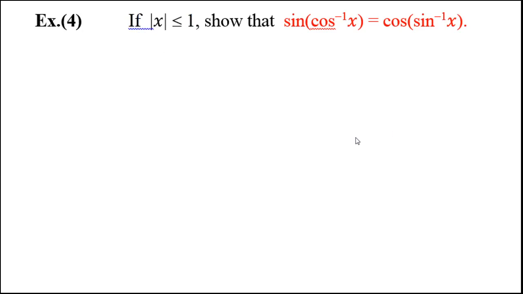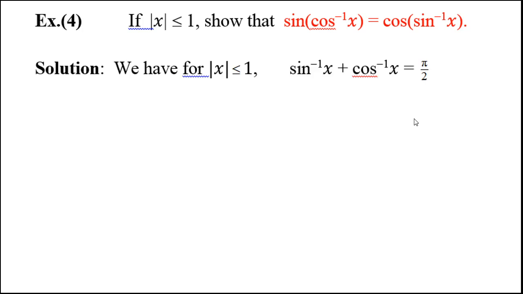Now next is a theorem type question, theoretical question. Question is, if mod x is less than or equal to 1, then show that sine ratio of cos inverse x is equal to cosine ratio of sine inverse x. Let me move to the problem. Solution. Now for mod x less than 1, we have sin inverse x plus cos inverse x is equal to pi/2. This is our standard result. And therefore cos inverse x is equal to pi/2 minus sin inverse x.